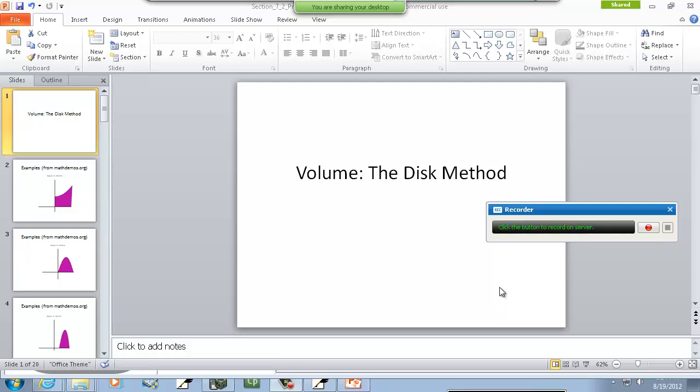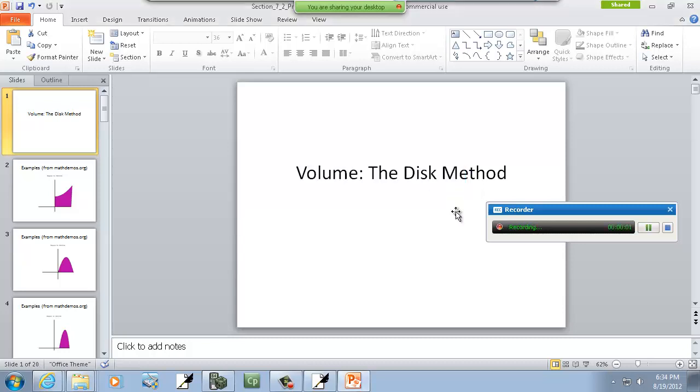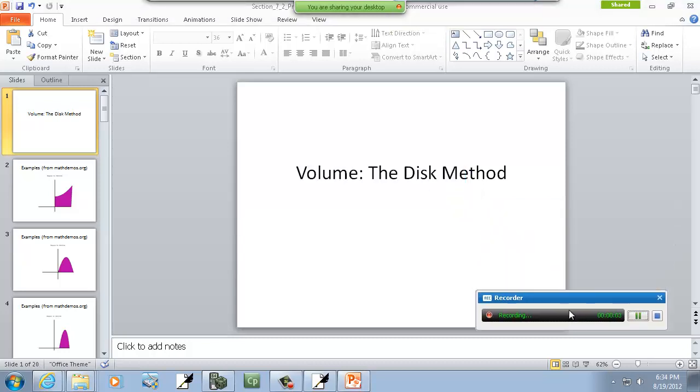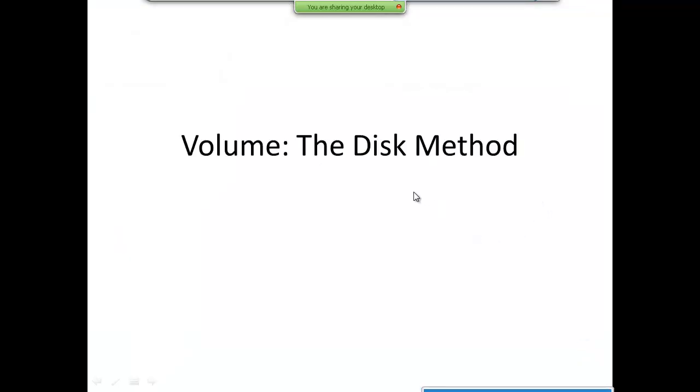Let's take a look at volume, the disk method. Get my recorders going here. There we go. Okay, volume, the disk method.